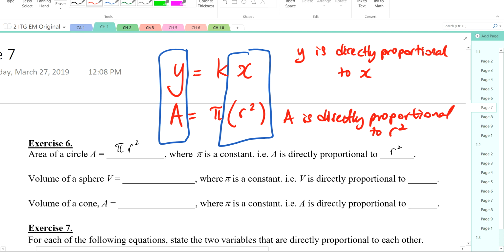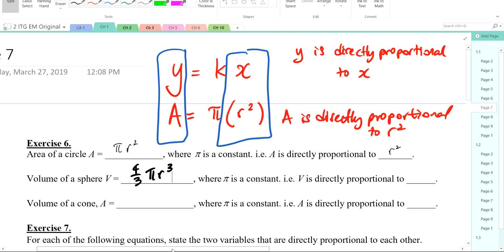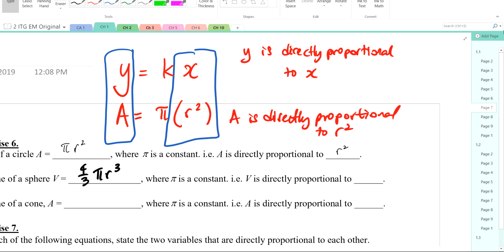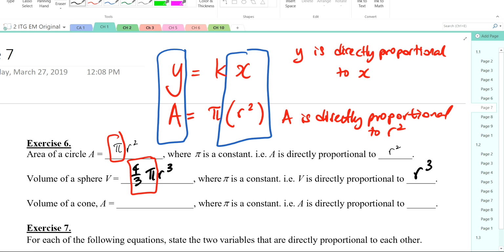Volume of a sphere. Now I'll give it to you, it is 4 over 3 pi r cubed, where r is the radius. A sphere is like a ball. Okay? So can you tell me, the volume V is directly proportional to what? What is the answer over here? R cubed. Good. Because all these, they are constants. This is a constant. These are all constants. Our k.